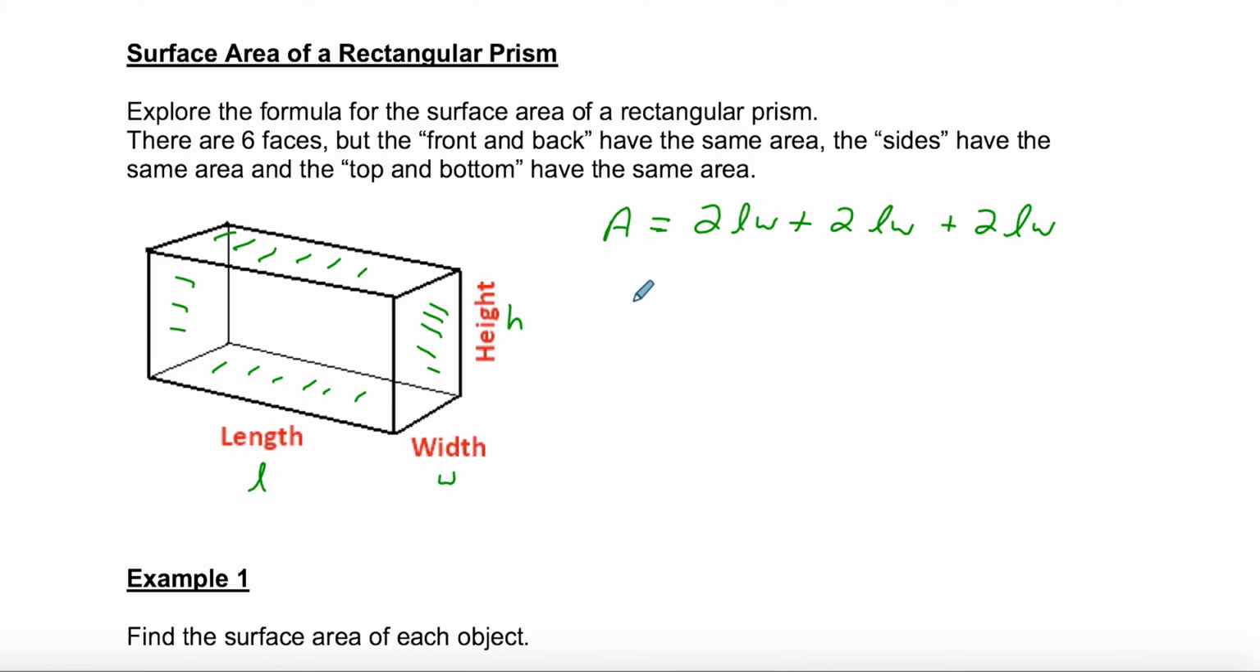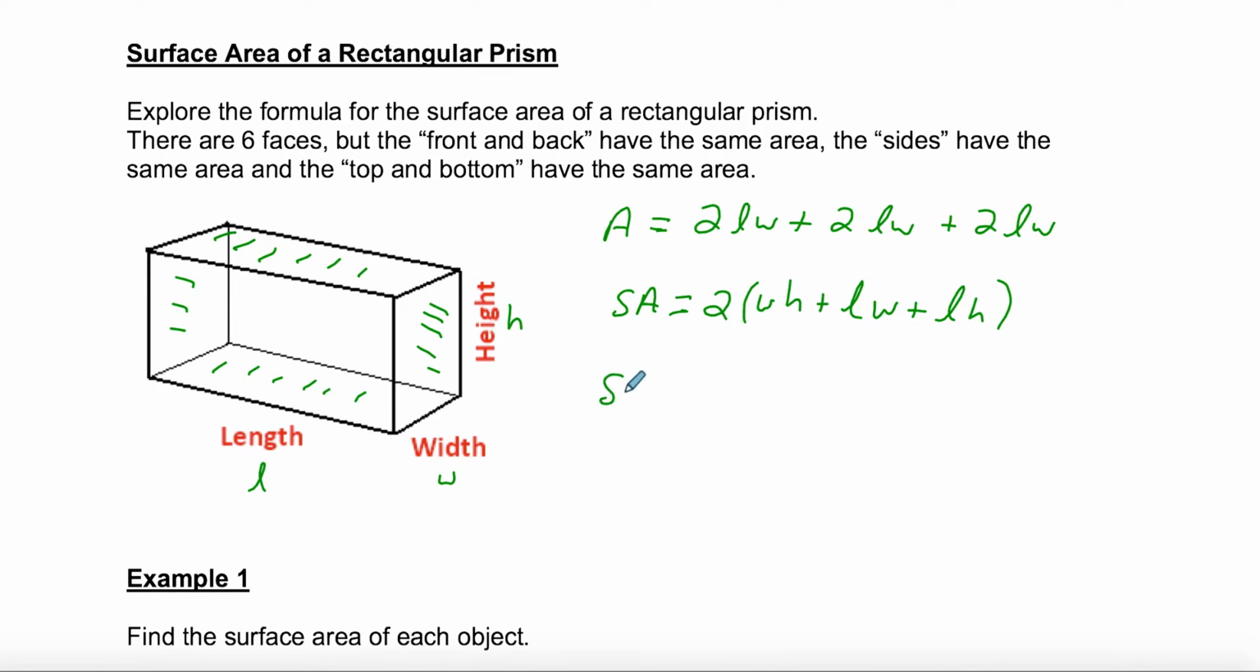you'll see more often for surface area of this shape of a rectangular prism, we would do 2 of each. So let's say 2 times width times height plus length times width plus length times height. So the width times the height have to be multiplied by each other, the length times the width have to be multiplied by each other, and the length times the height.